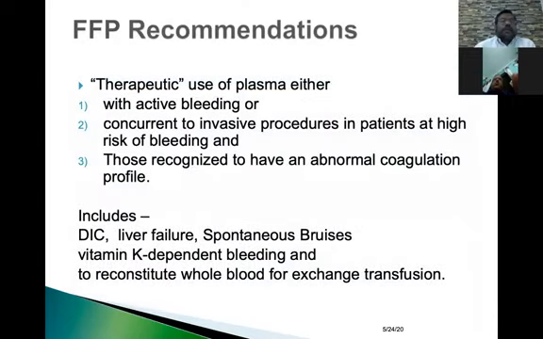So what are the recommendations of FFP transfusion? As I mentioned, there is no prophylactic use of plasma, but for therapeutic use, when there is active bleeding or concurrent to invasive procedures in patients at high risk of bleeding, those recognized to have an abnormal coagulation profile, which also includes DIC, liver failure, spontaneous bruises, vitamin K dependent bleeding, and to reconstitute whole blood for exchange transfusion.